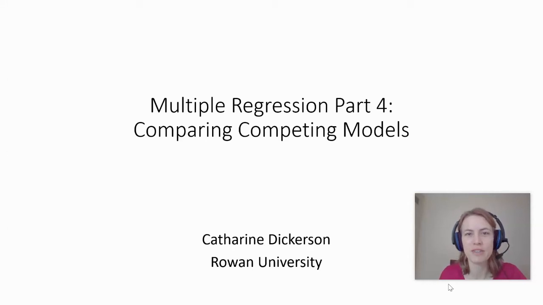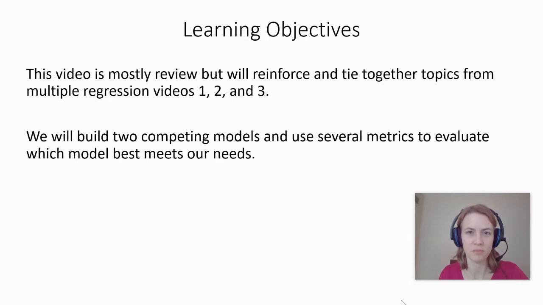This is part 4 in the multiple regression series. Now, you learned a lot of information in videos 1, 2, and 3. So the good news is we're going to take a little breather and mostly do review here. So we'll see a new example, tie everything together kind of in order, and also see how, if we have a couple options for models, how we might decide which of them better meets our needs.